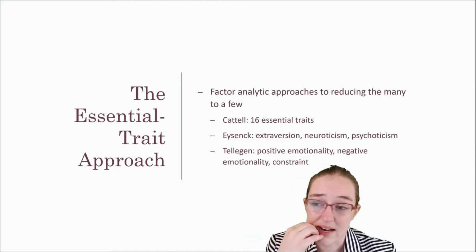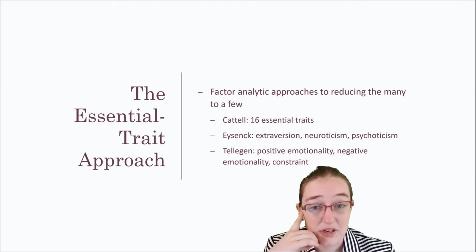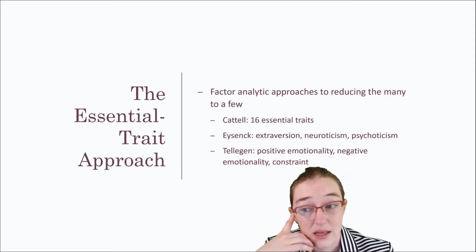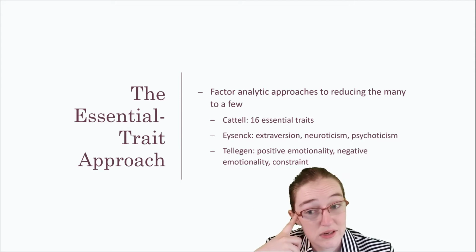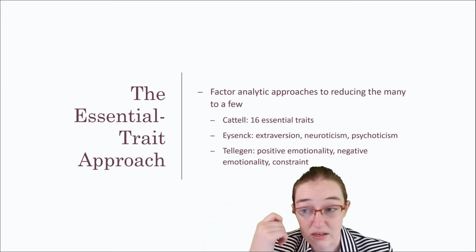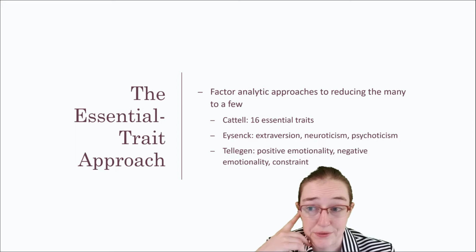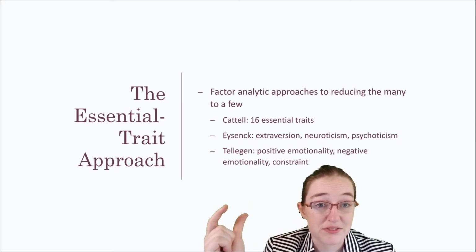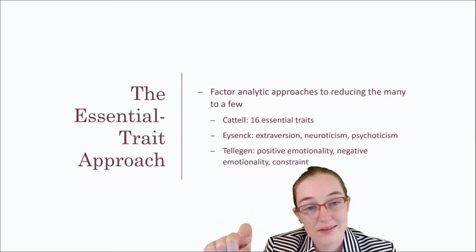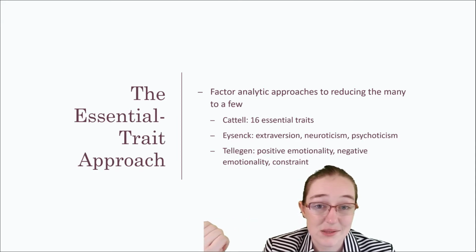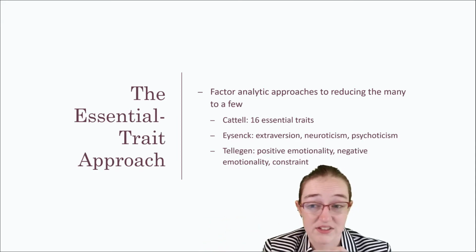Now, Tellegen came up with a similar one, and you'll notice that I pretty much defined extroversion as positive emotionality and neuroticism as negative emotionality. They're very similar, and so I would argue that extroversion and positive emotion, and you'll see it soon, those two are really strongly linked. The real big debate between Eysenck's and Tellegen's approaches was that third factor.